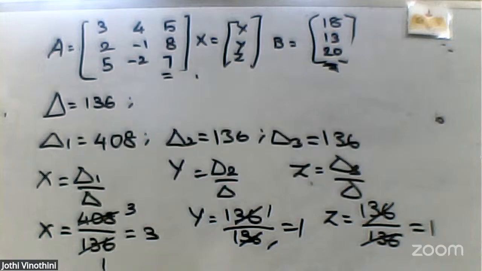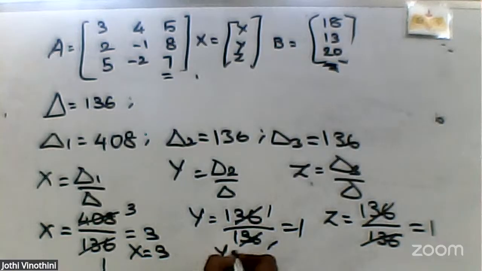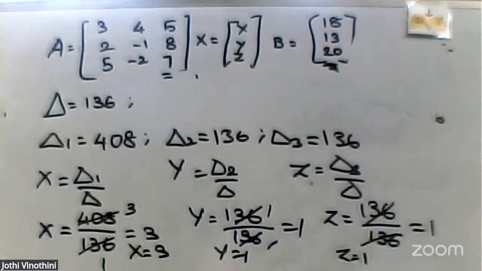So what is the value of x? x equals 3. What is the value of y? y equals 1. What is the value of z? z equals 1. What we had to find was the value of x, y and z. So I will give you 1 more minute so you can copy this, and then we'll do a short recap.